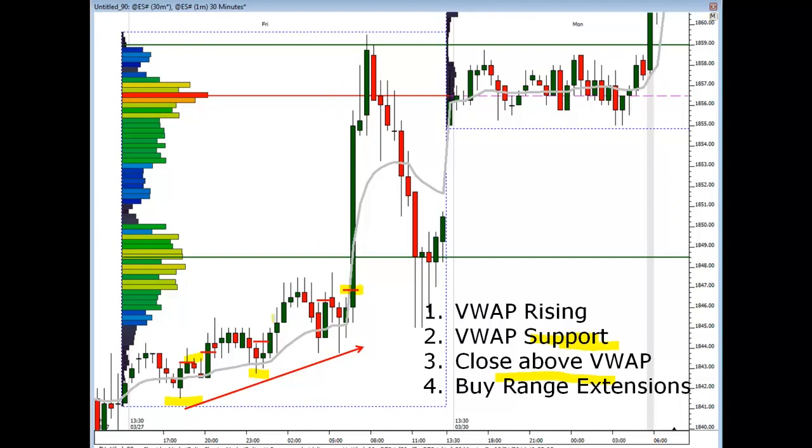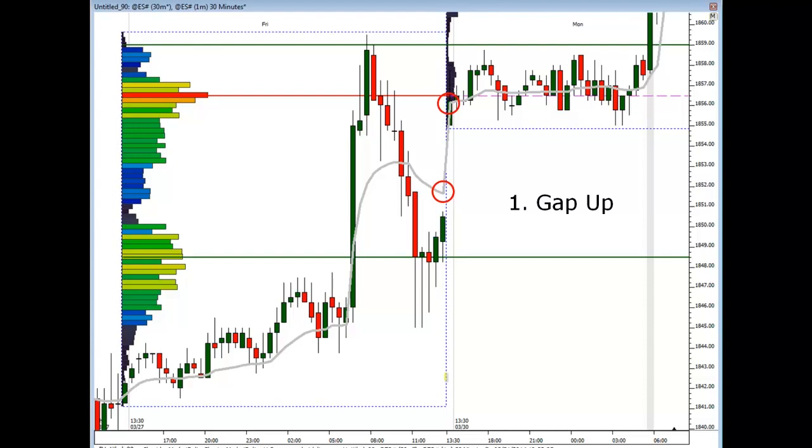So this is another technique, another strategy for trading the VWAP, using it as a level of support to trade from. All right.